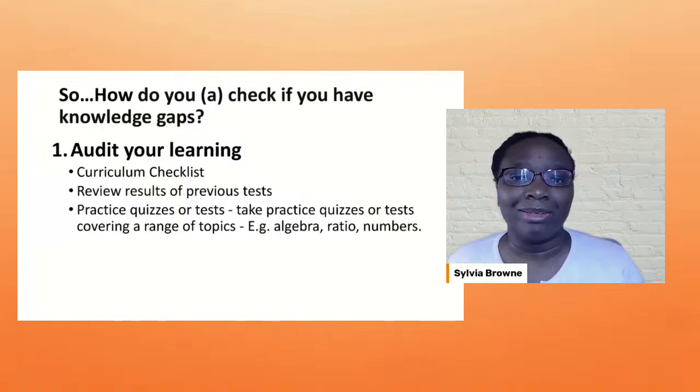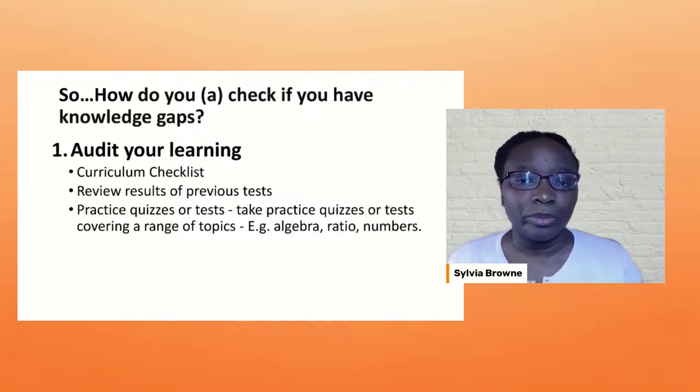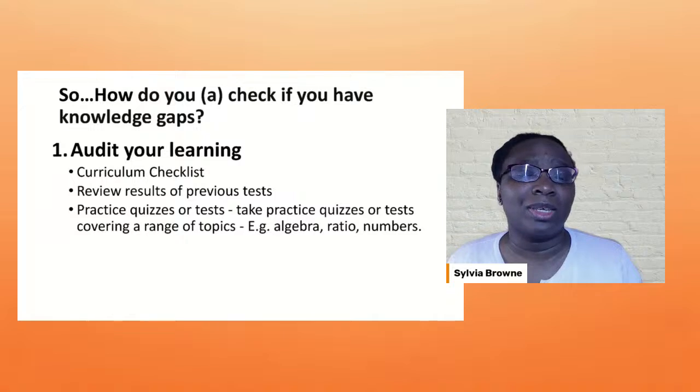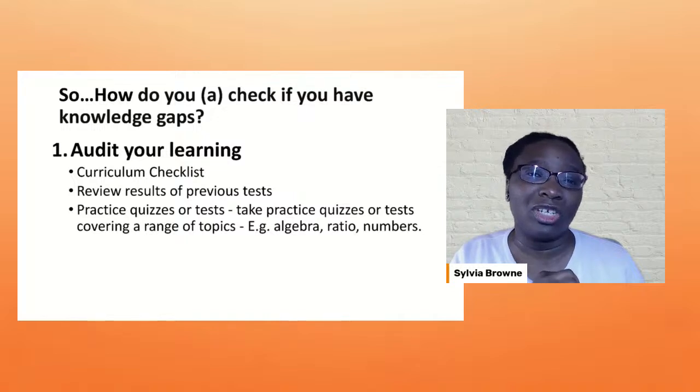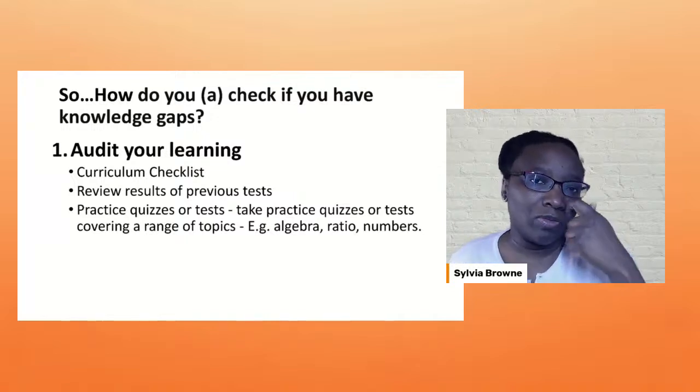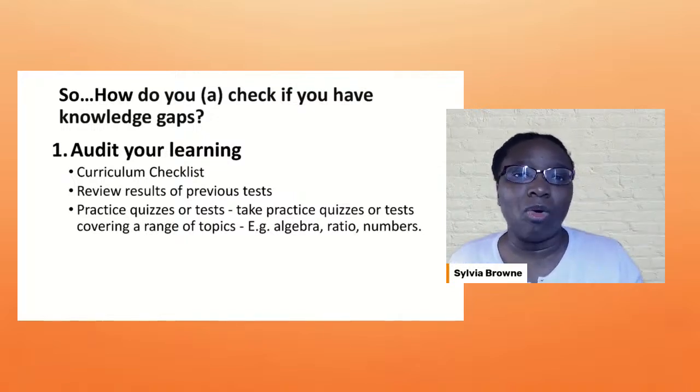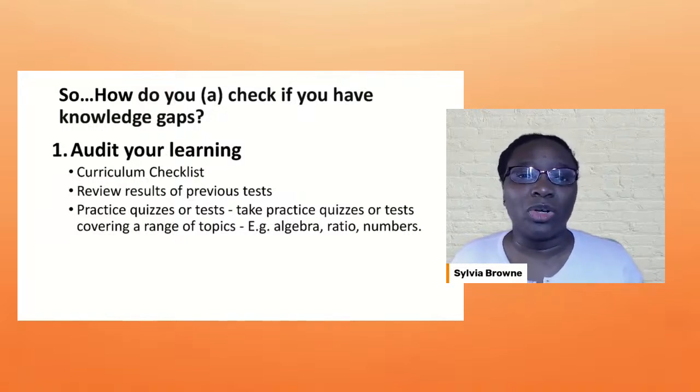There are various other ways that you can audit your learning. So a curriculum checklist is one of the ones that I recommend. They're normally checklists that already have the key things that the students need to know. And all they need to do is go through it and give it a tick or a cross, or give it different colors based on where they are, right? And how happy they are with it.